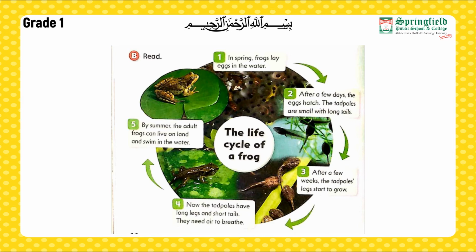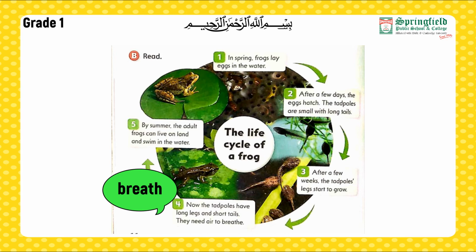Moving forward to our step number 4. Now the tadpoles have long legs and short tails. They need air to breathe. Now here you can see in the picture as well, a tadpole has got a short tail but the legs have grown and they are long. And now they need air to breathe, as all of the living things need air to breathe. So kindly first of all underline breathe.